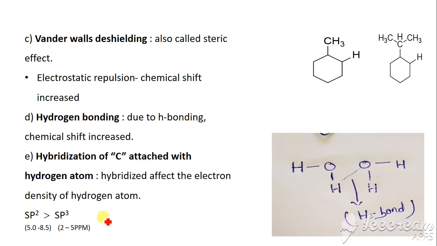Because of that attraction, in sp2 hybridization, the hydrogen does not have sufficient electron density around it. So this hydrogen is deshielded and gives a high chemical shift value. For sp3 hybridization, the chemical shift value is 2 to 5 ppm, and for sp2 hybridization, the chemical shift value is 5 to 8.5 ppm.